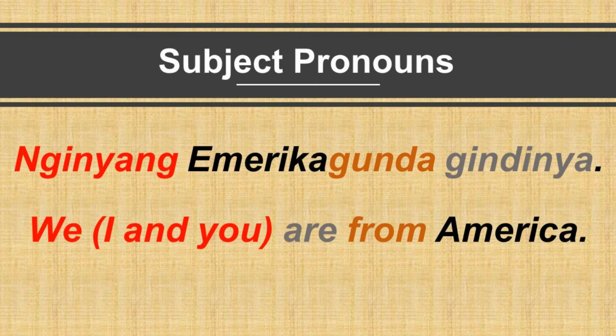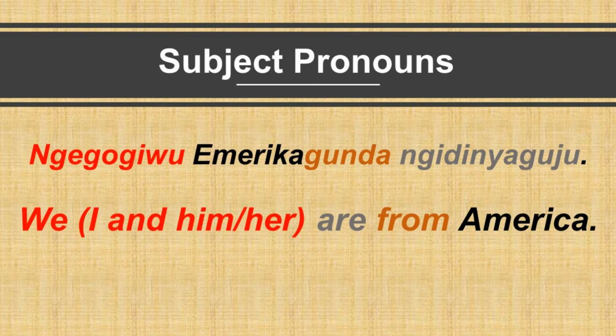But if you want to say that to someone who is not from America, but you want to refer to yourself and another person, like two people who are from America, but not the addressee, then you use another pronoun. You say 𝗟𝗂𝗍𝗂 America gunda gndinya guju. We, that means I and him or her, are from America. 𝗟𝗂𝗍𝗂 America gunda gndinya guju.